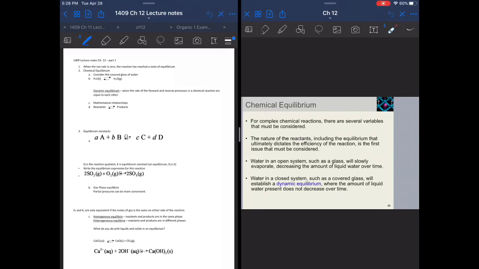Welcome to chapter 12. We're going to just jump into section 2. As usual, we're going to skip that section 1 insight. Chapter 12 is all about equilibrium.